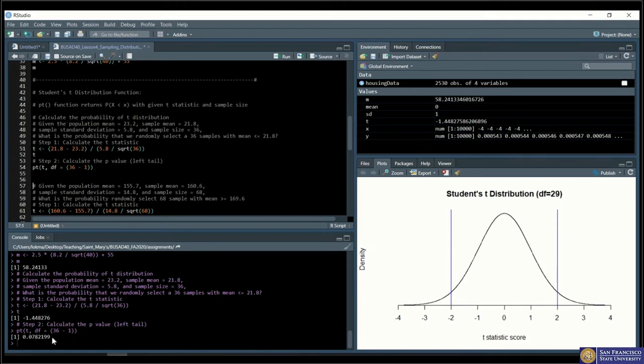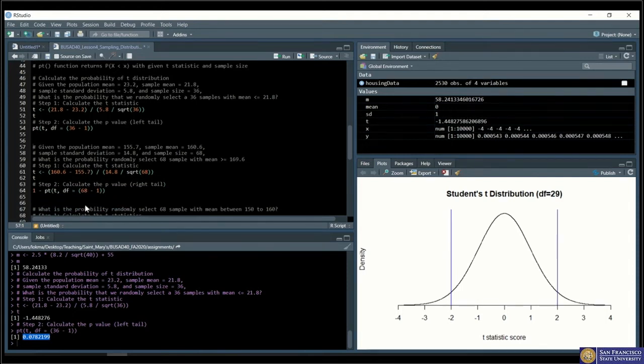And there you go. The left tail from negative 1.4483 to the left will have a tail probability of 0.0782. So that means there is a 7.82% chance you will randomly select a sample of 36 that has a mean value less than or equal to 21. This is especially important for you to learn because in the later chapter assignments, you will do a lot of these calculations.